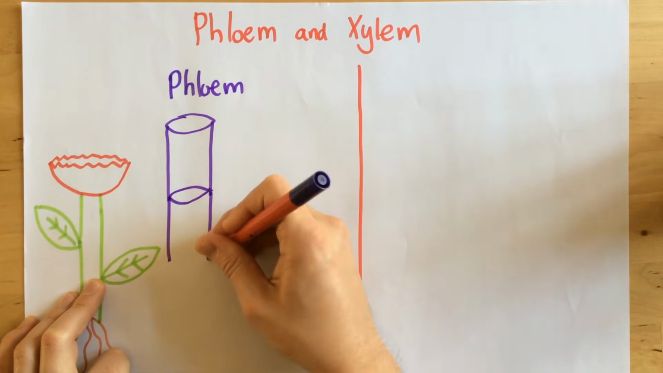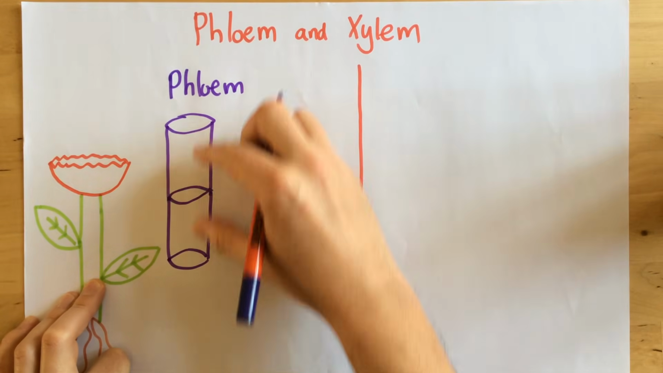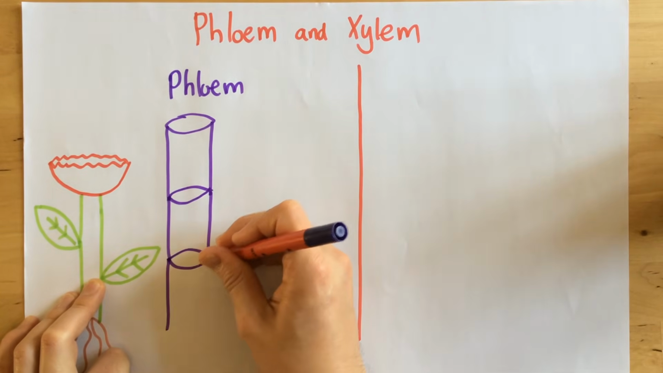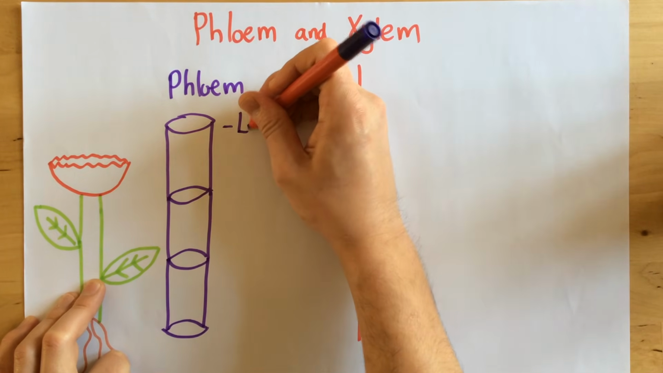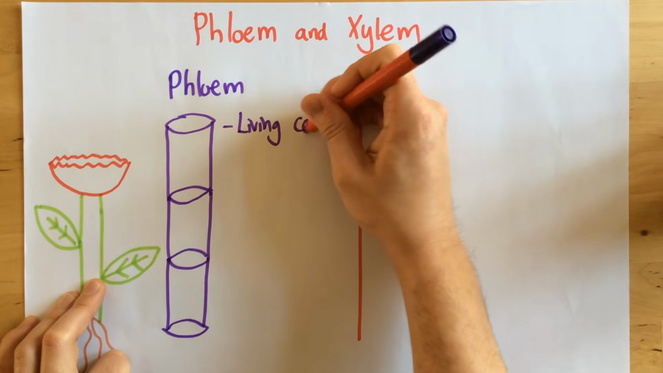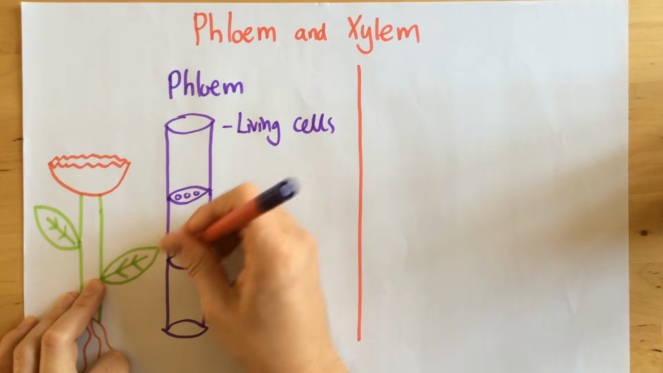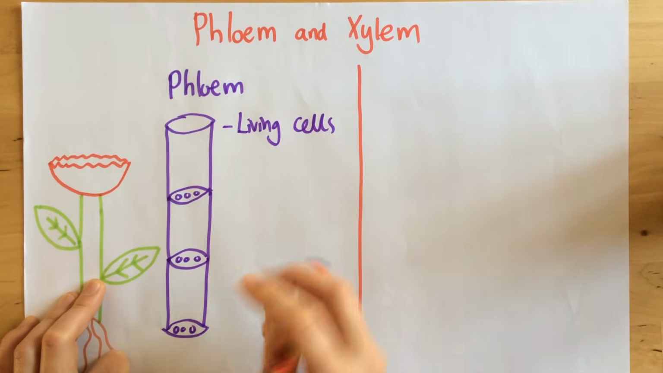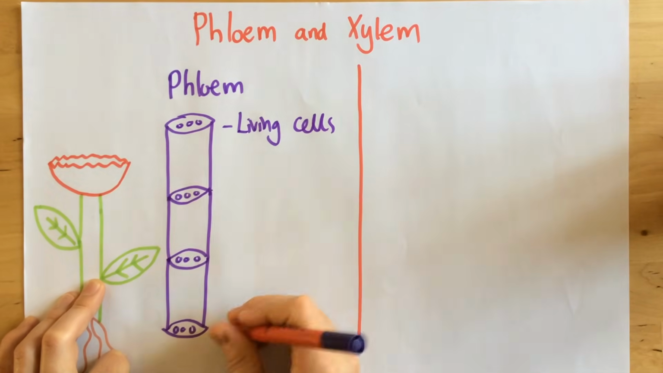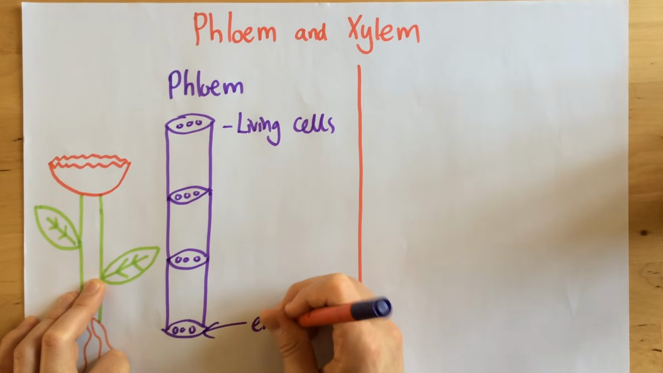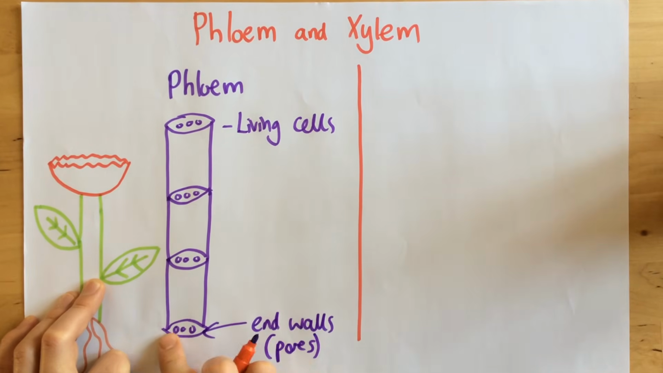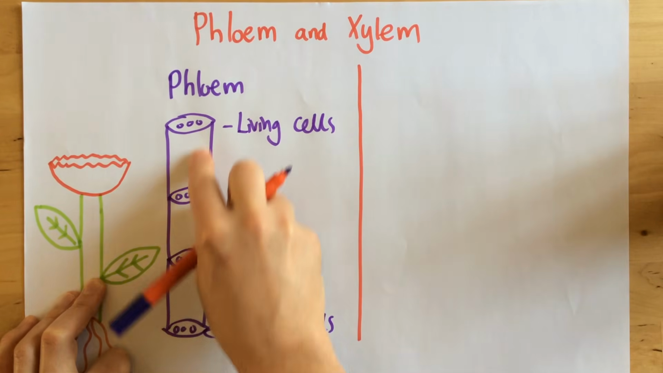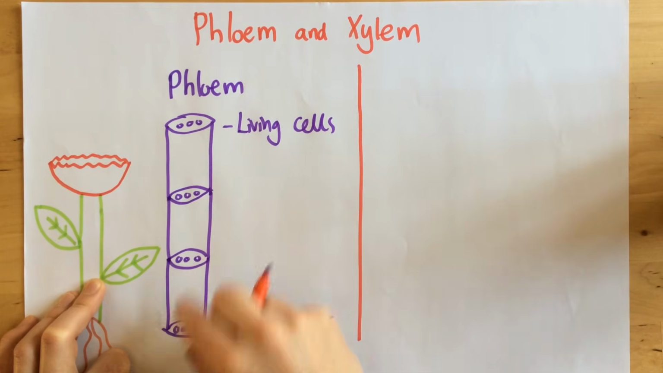So what I'm showing here is it's made of lots of different cells which are joined end to end. So these cells are actually living cells. Now between each cell we have these little end walls. So here we go, they are end walls, and within the end walls there are little pores. So these little holes here are called pores that allow substances to travel through. So we've got lots of living cells laid end to end like this.